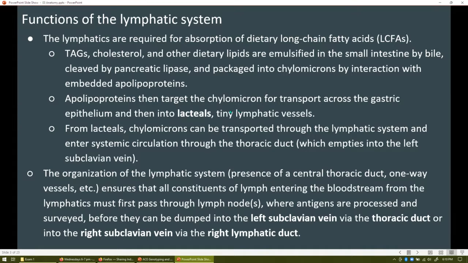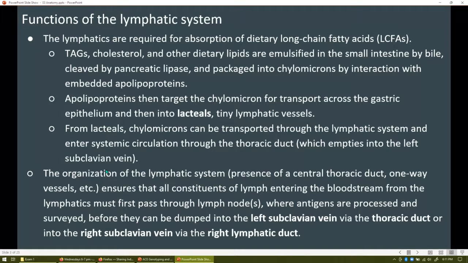So the chylomicron gets transported into lacteals, which are tiny lymphatic vessels that drain little areas in the intestine. From lacteals, chylomicrons are transported through the lymphatic system, and they enter systemic circulation, i.e. the bloodstream, through the thoracic duct. The thoracic duct is where all lymph from the lower left three quarters of the body ends up draining. So they get dumped into the left subclavian vein.